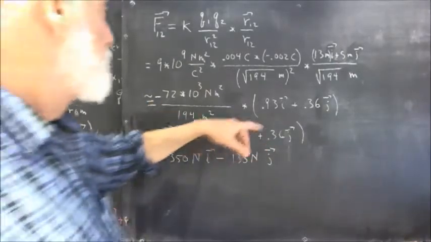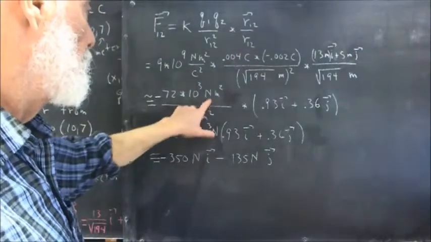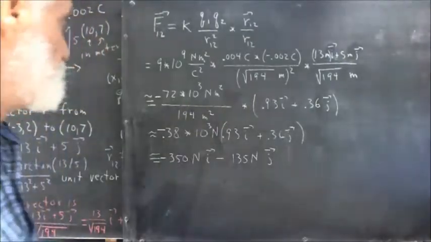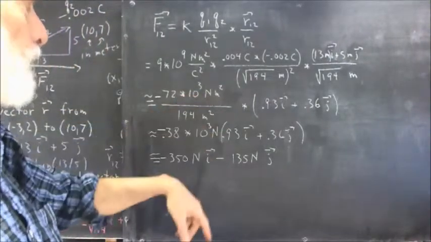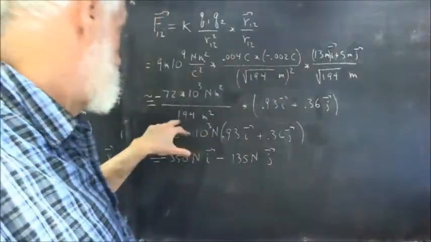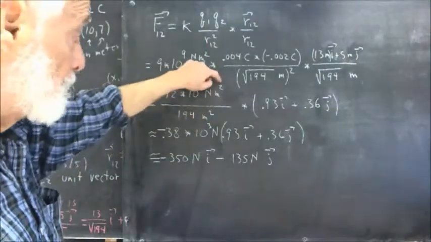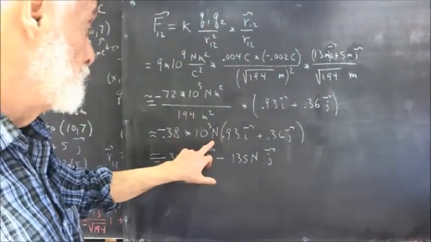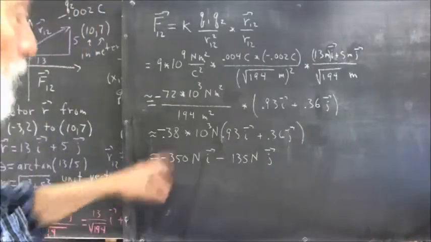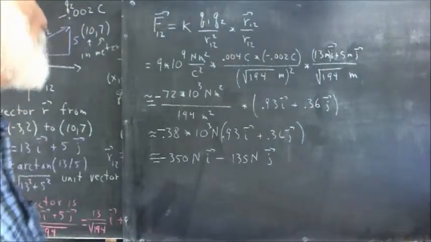Let's look at the units. I've got coulombs squared here divided by coulombs here, so that I don't have any more coulombs left when I get to this point. Now I've got meters squared here. If I square the square root of 194, I get 194. If I square the meter, I get meters squared. This meter squared will divide this meter squared, leaving us just newtons here. It's the only unit we have left. So when we distribute through here, we're going to get newtons on both components.